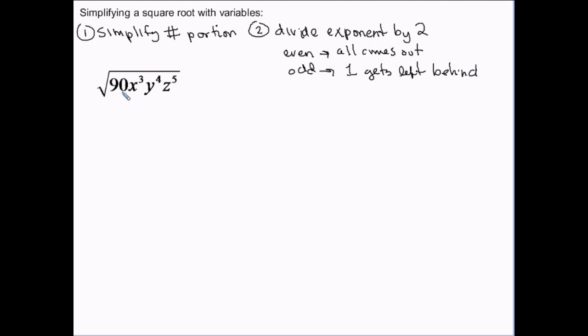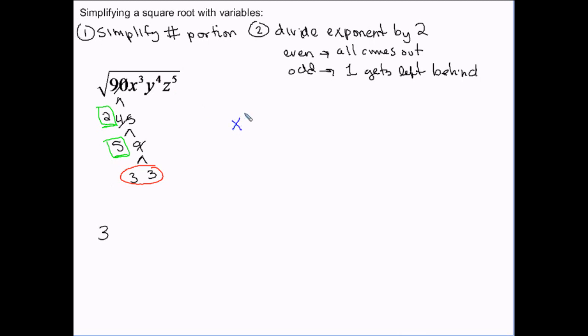Okay, so first I'm going to deal with the 90. 90 is 2 times 45. 45 is 5 times 9, and 9 is 3 times 3. So I've dealt with the 90. 3 times 3 can come out, so the 3 comes out. The 2 and the 5 are going to remain behind, but I'm not going to take care of those just yet. I'm just going to leave them sitting here, knowing that I'll need to come back and leave those inside the radical.